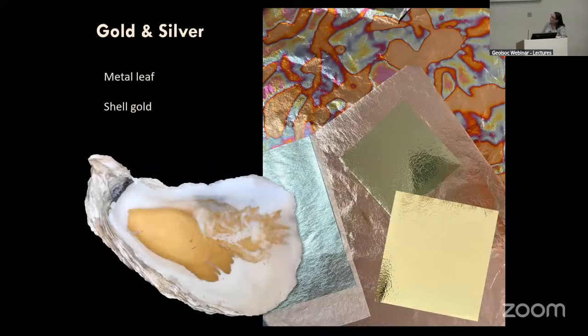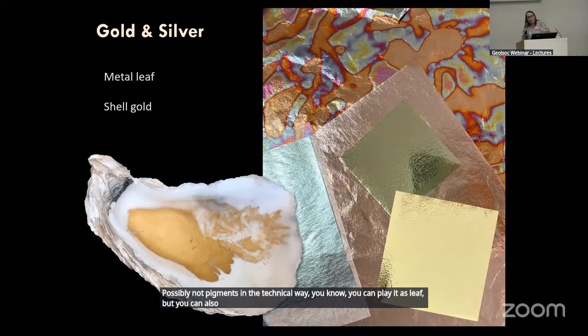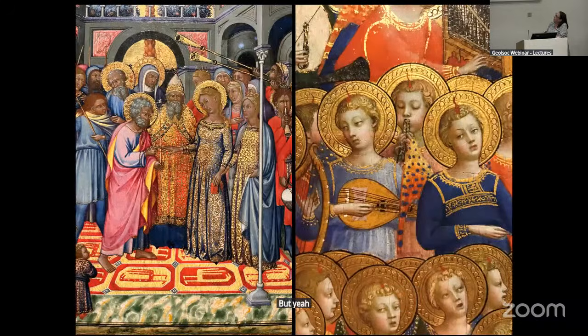Gold and silver. Possibly not pigments in the technical way, you know, you can apply it as leaf, but you can also rub bits of your leftover gold leaf with your finger in a shell and make a fine gold pigment. It's called shell gold. But yeah, I mean, gold leaf, Sienna, 13th century, just incredible. And really nice fictive marbles on these paintings as well.